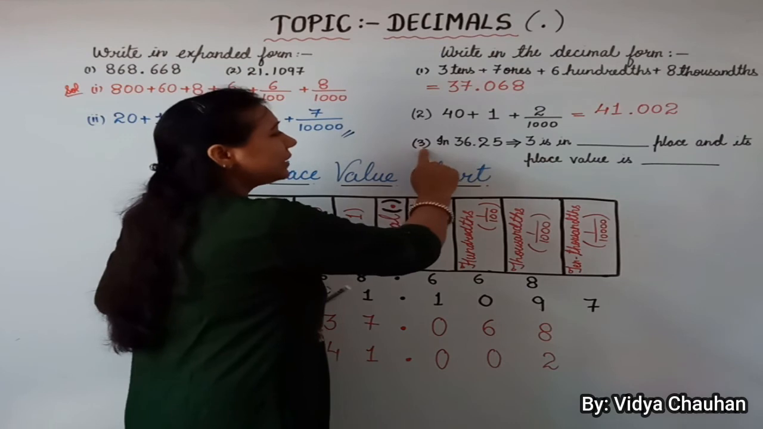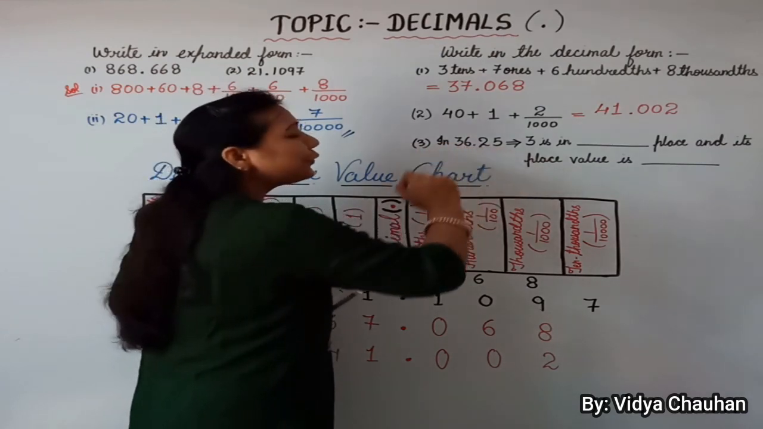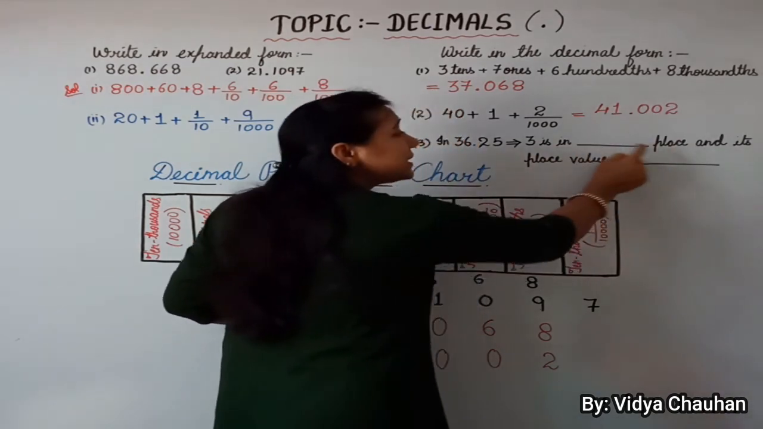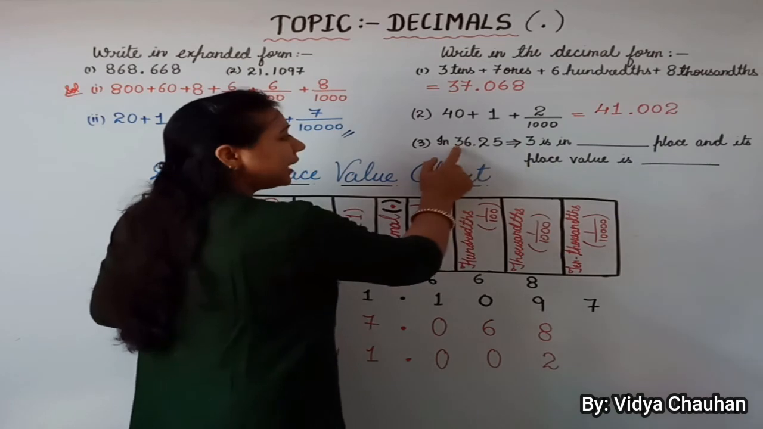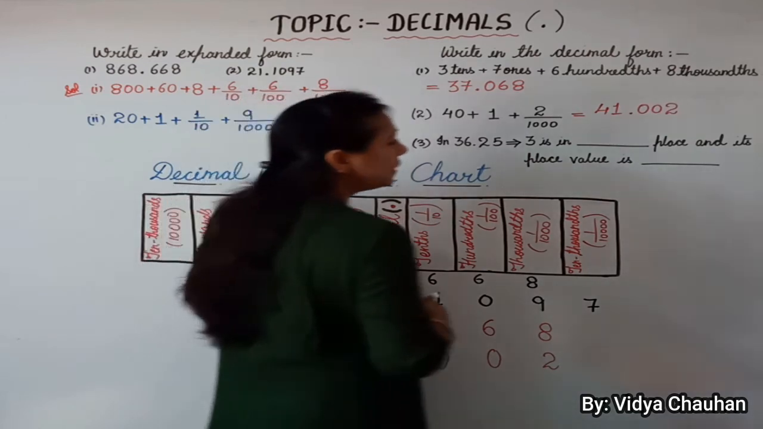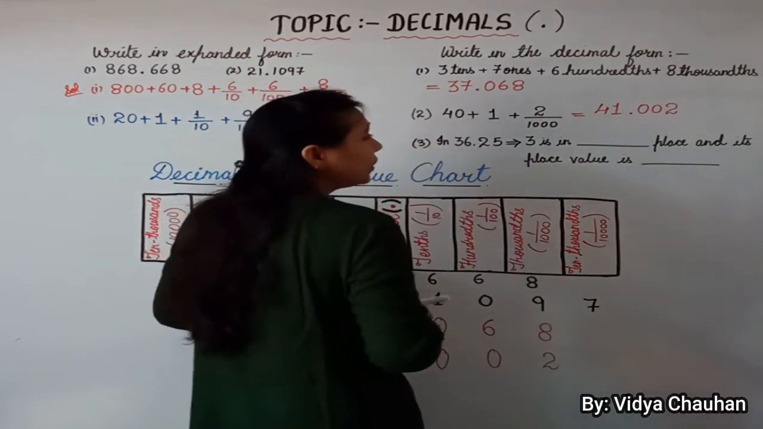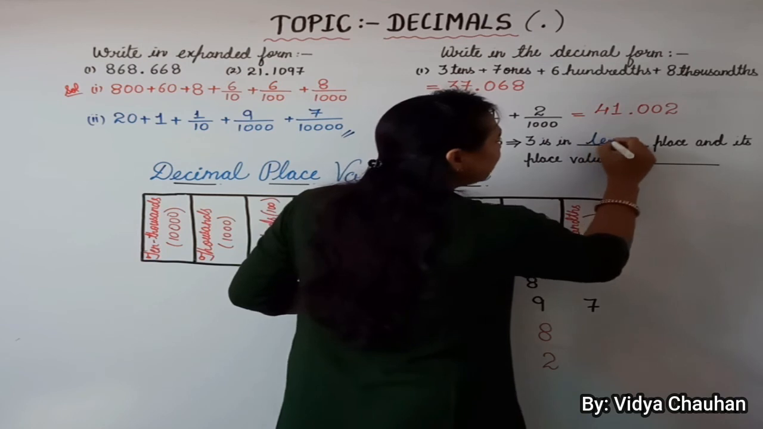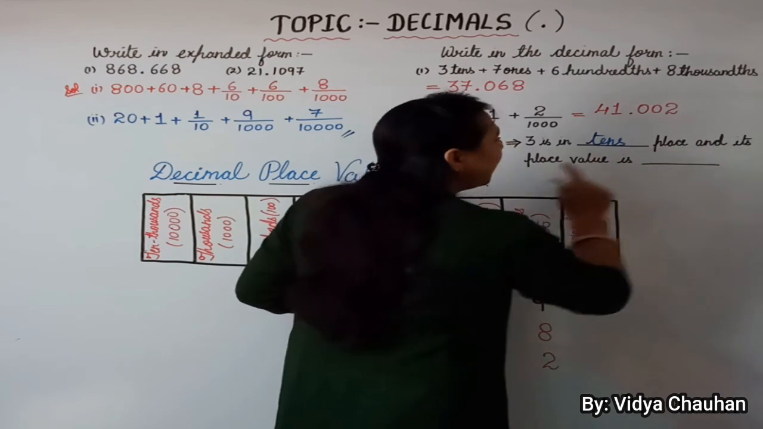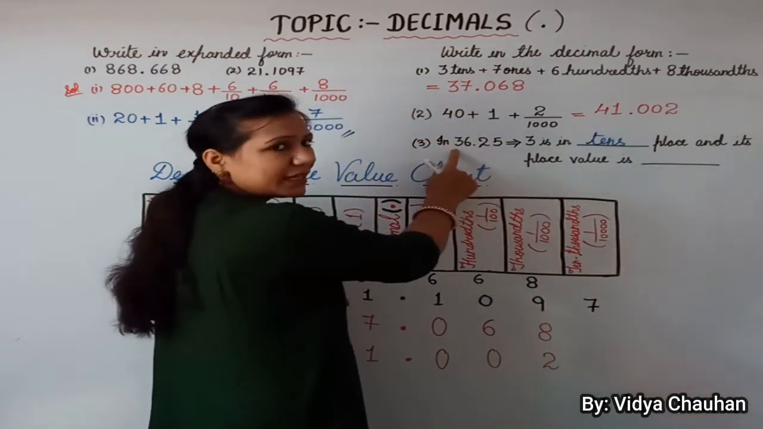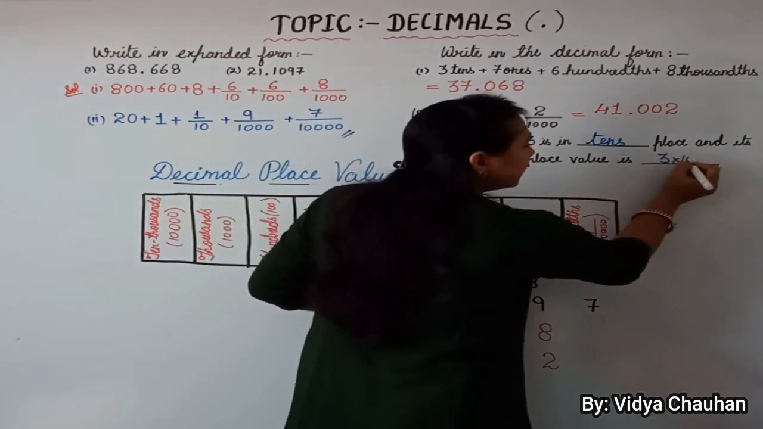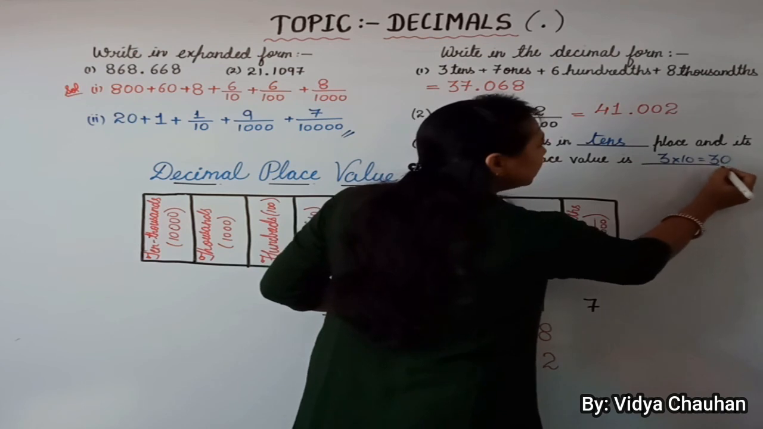Now the third part is in 36.25, 3 is in dash place. So what is the place value of 3? As you can see here, 3 is at which place? 1's place, 10's place. So 3 is in 10's place and its place value is, what will be the place value? If 3 is at 10's place, that means 3 multiplied by 10. It means the place value is 30.